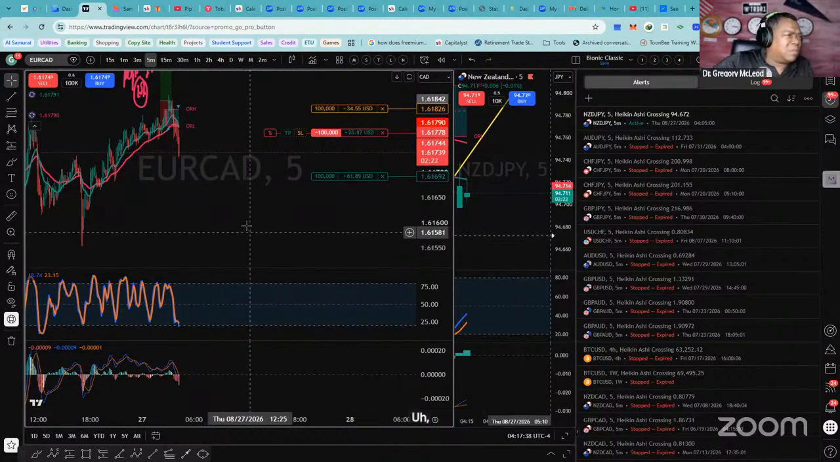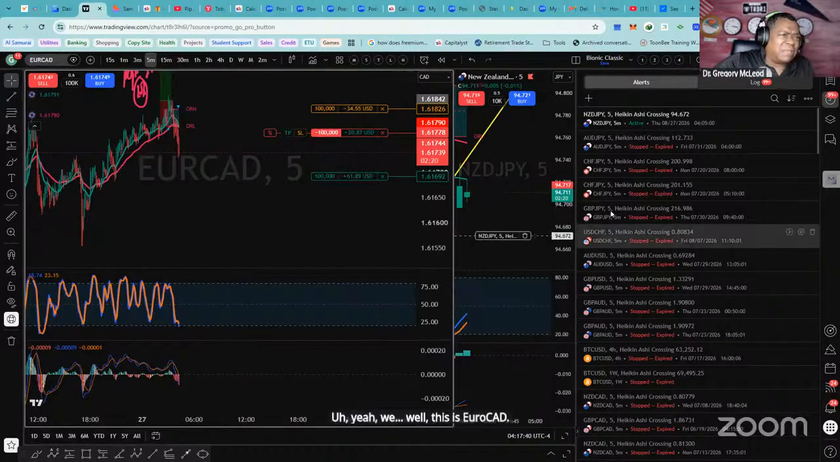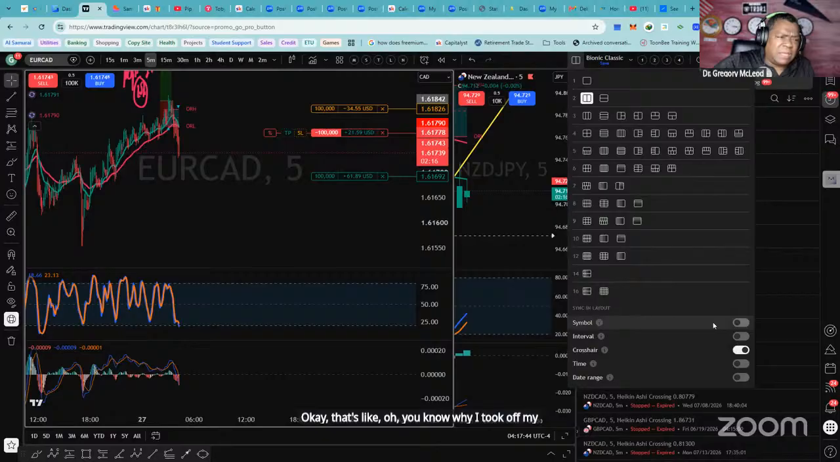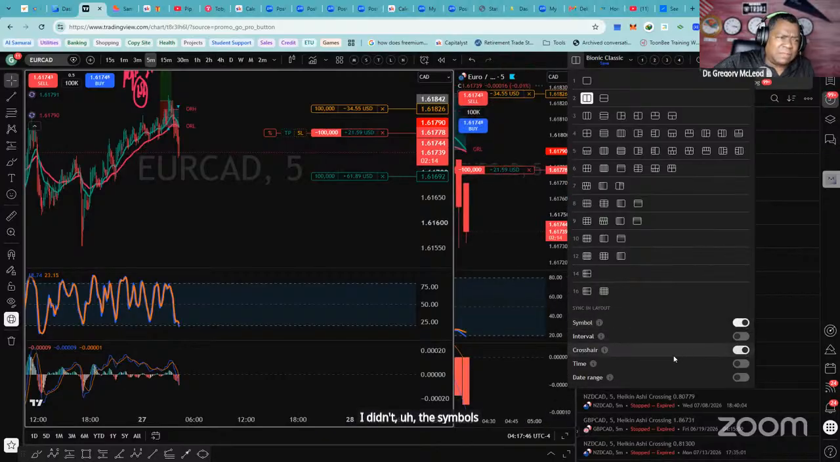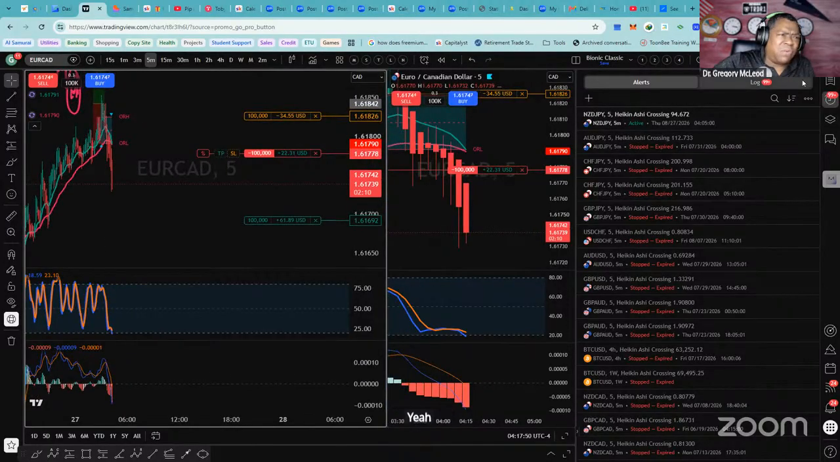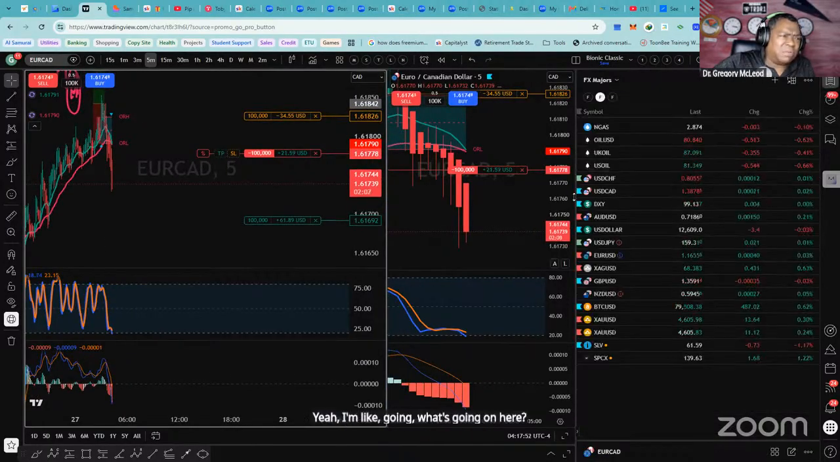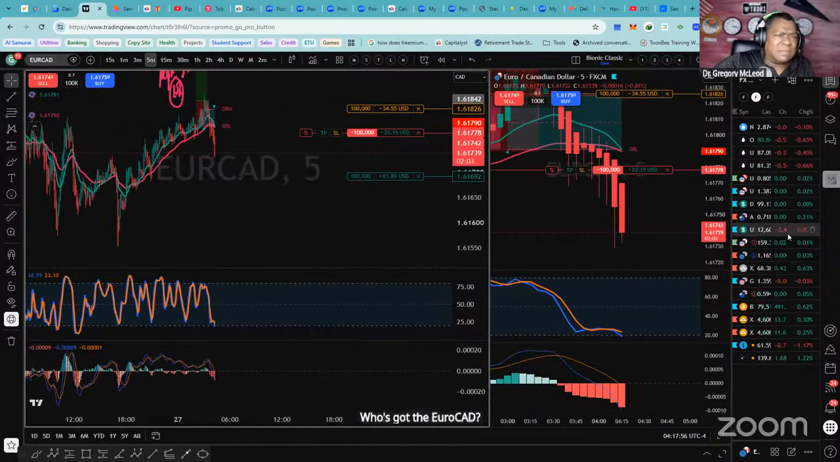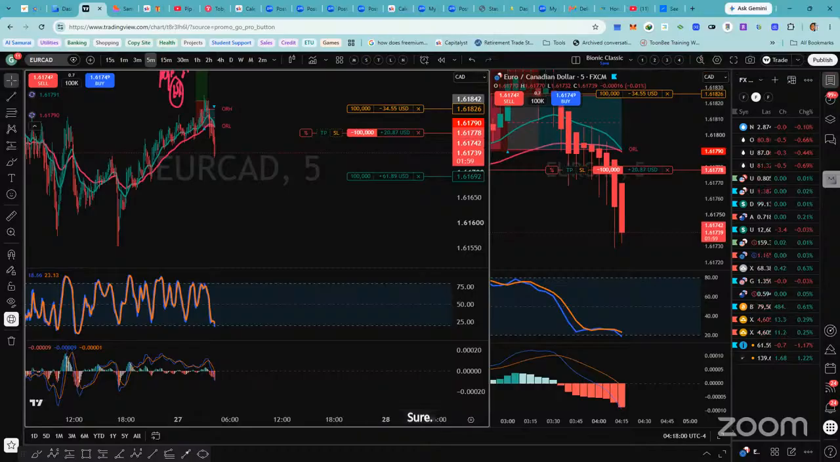Oh, this is EuroCAD. Okay. I'm like, oh, you know why? The symbols are not connected. There we go. I'm like, what's going on here? Who's got the EuroCAD? Can I hear a woot woot? Yeah, I'm in it. Nice.